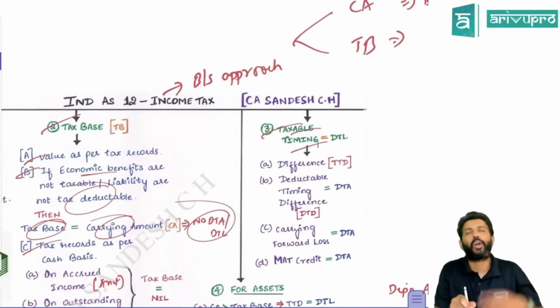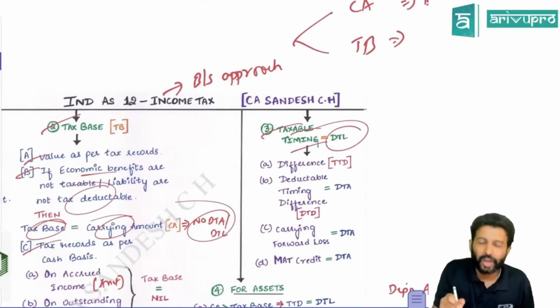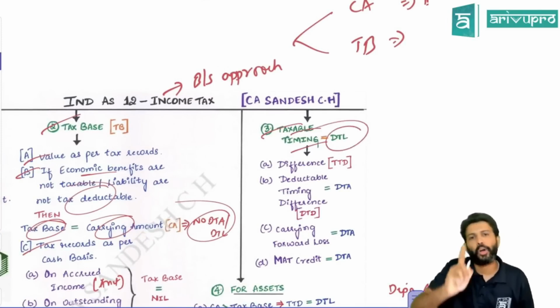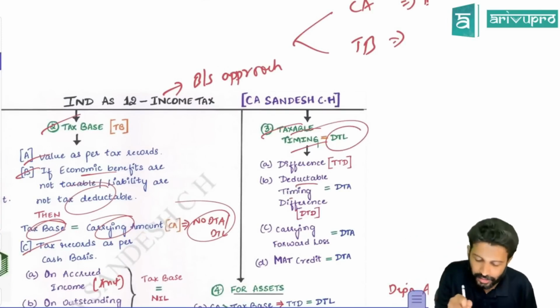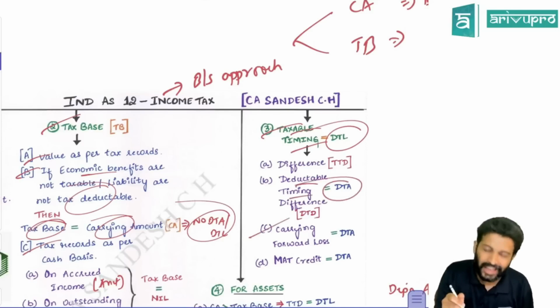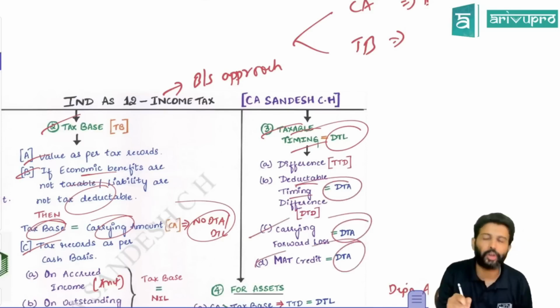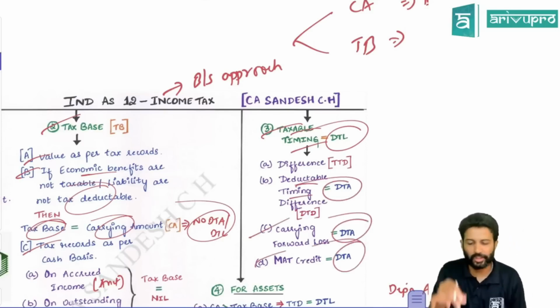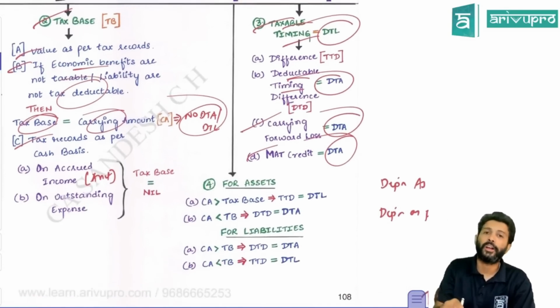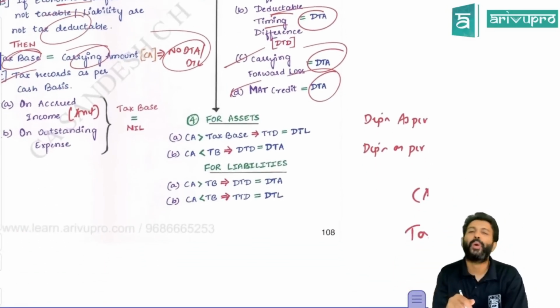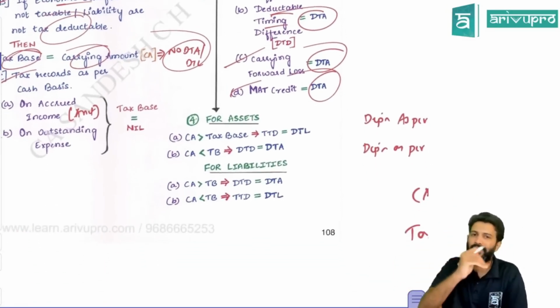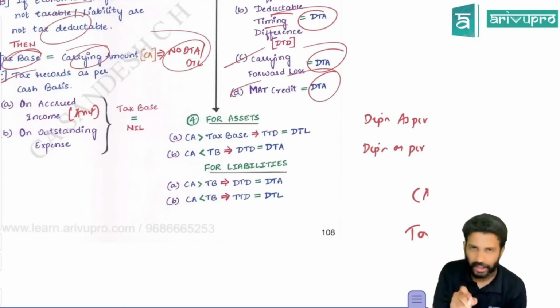And one more thing: on all taxable timing differences, you create something called deferred tax liability. On deductible timing differences, we create deferred tax assets. On carry forward loss, you create DTA. On MAT credit also, you create deferred tax assets. If they ask you as an MCQ, you can remember that. And I told you an equation, how to create DTA and DTL. It's driven by an equation. If you remember that one, it's good enough.